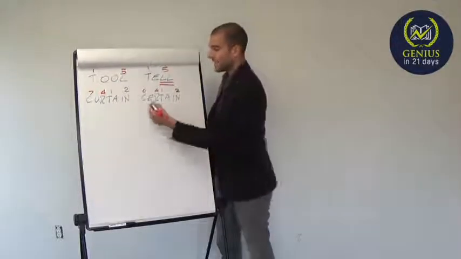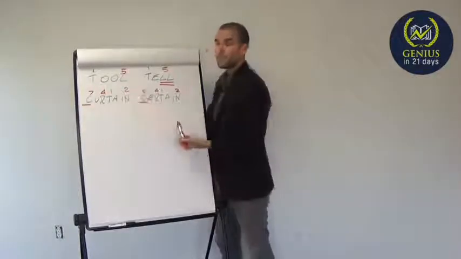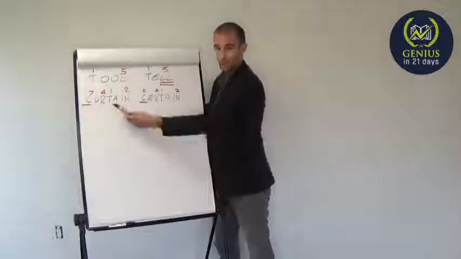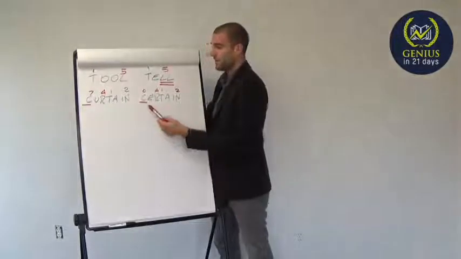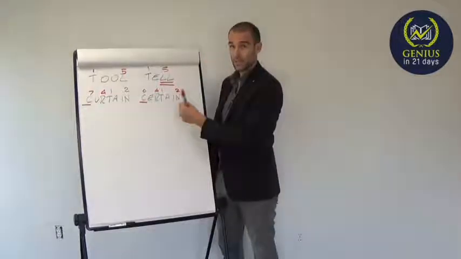So as you can see, even if you write the same letter, the letter C, the 2 numbers are different because the sound is different. Here the sound is K, as in curtain, so it's number 7. Here the sound is S, as in certain, so the sound is S, number 0.